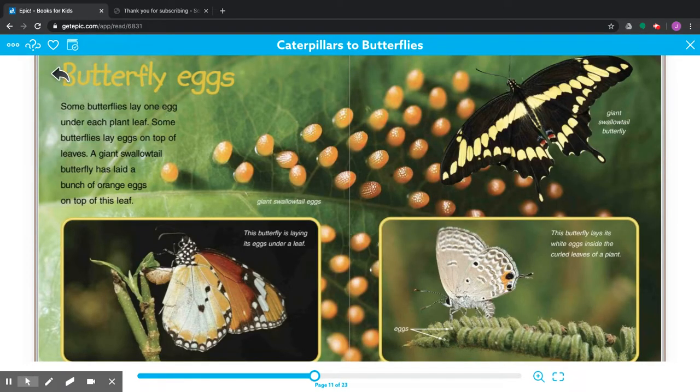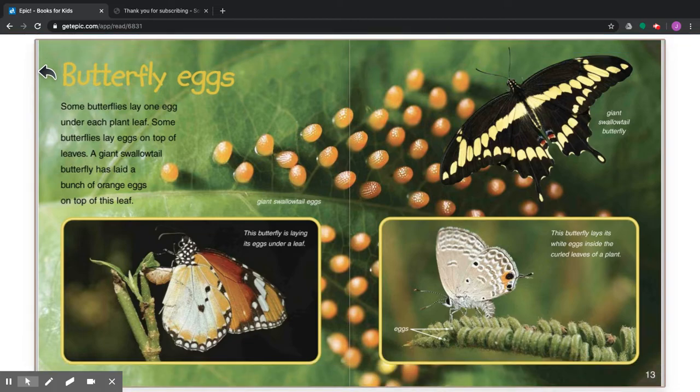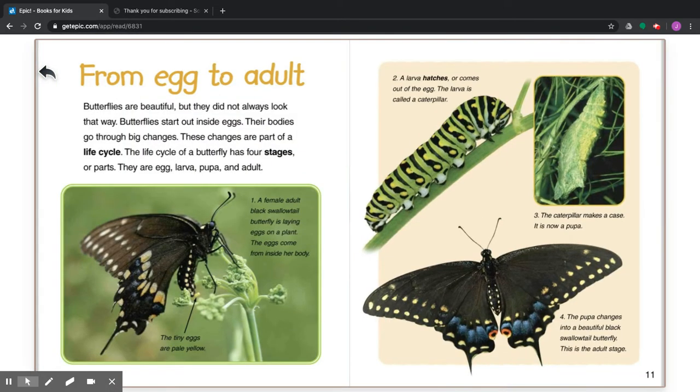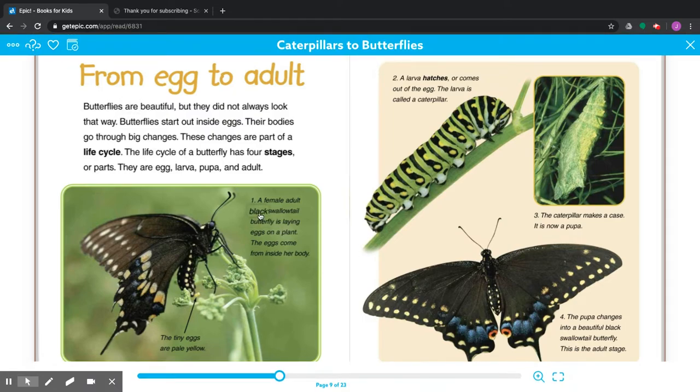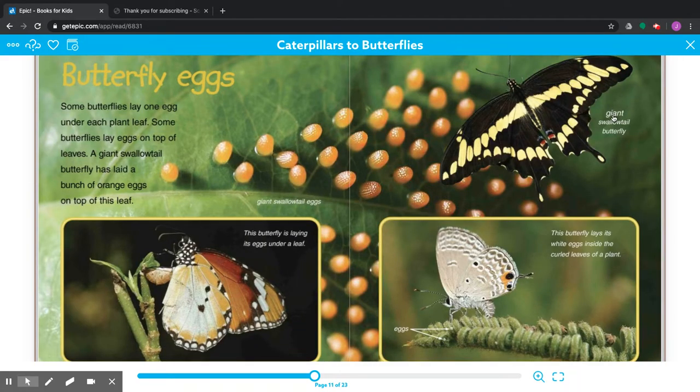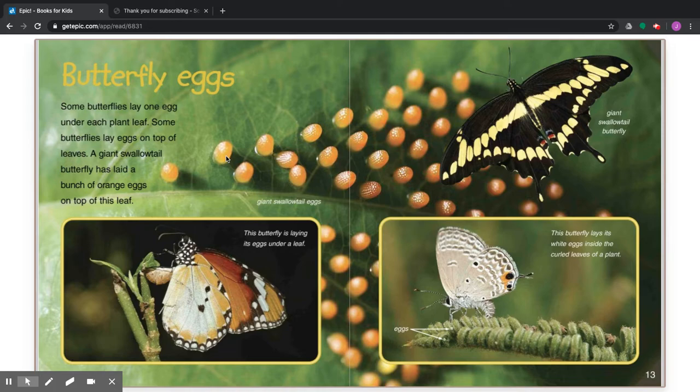Butterfly eggs. Some butterflies lay one egg under each plant leaf. Some butterflies lay eggs on top of leaves. A giant swallowtail butterfly has laid a bunch of orange eggs on top of this leaf. Wait a second, I thought we learned that the swallowtail butterfly laid yellow eggs. Let's go back a page and double check that. Oh, this one is a black swallowtail butterfly that lays yellow eggs, and the giant swallowtail butterfly lays orange eggs. Interesting. So these are not the same butterfly. That confused me for a second.